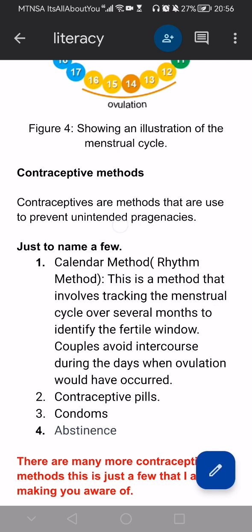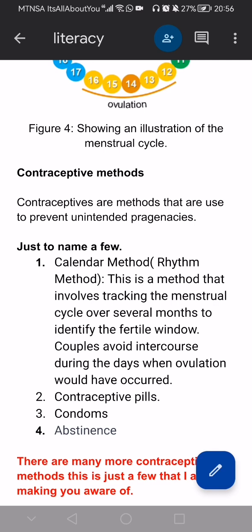And why is it important for you guys to avoid pregnancy? It's important because having a child comes with financial implications. And if you're not ready at this point in your life, it then becomes a challenge, right? So I would say, out of the list that I've given, abstinence would be the one that is the best for school learners.